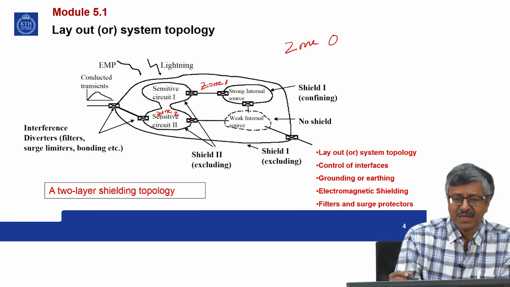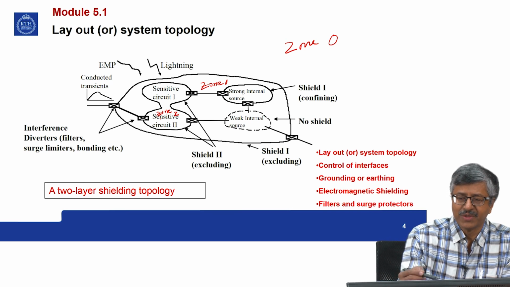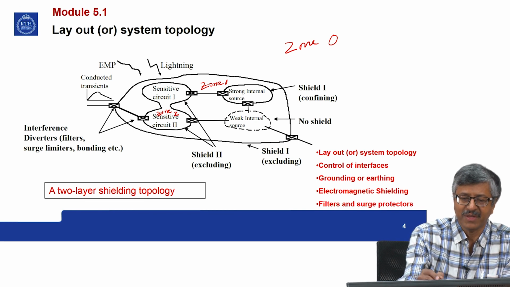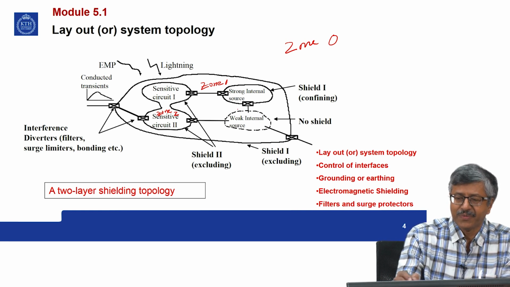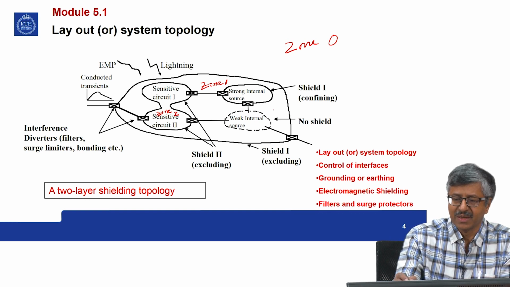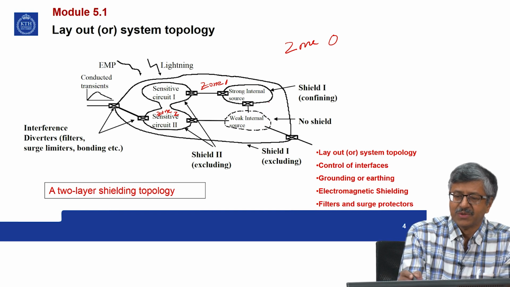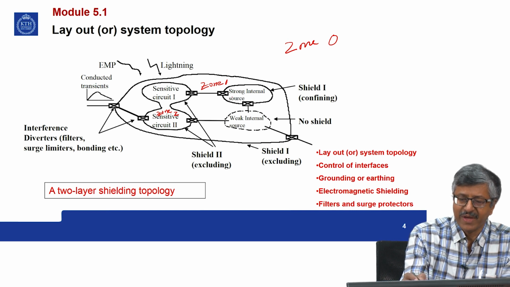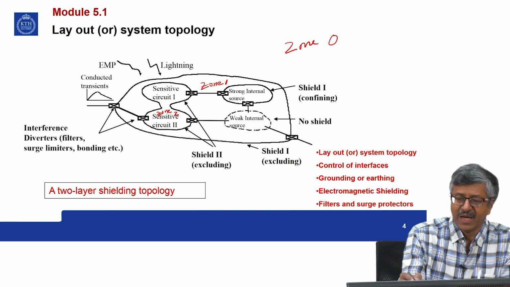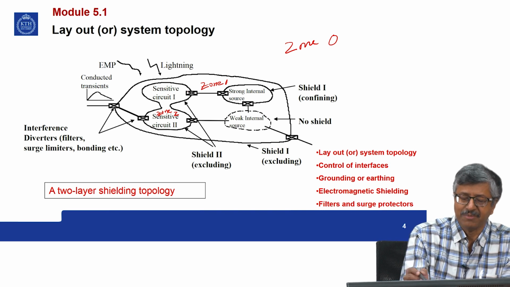So this is called layout using system topology. But inside the system itself, you have strong internal sources that can also produce disturbances, because these disturbances can interfere with its own sensitive circuit part. So that you have to enclose it into another shield, that is again confining. So here the purpose is that you do not want to give out the fields or strong currents and voltages from this into the other sensitive system.